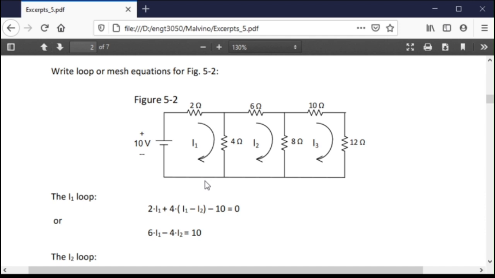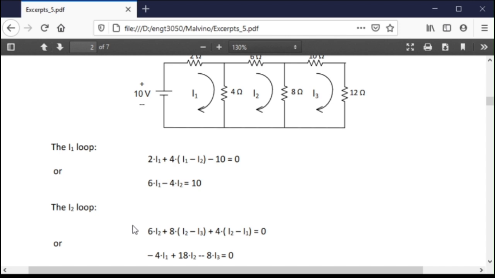Well, we have all three equations, and they're all done simultaneously, and if you want to solve them simultaneously, you can. So here we have minus 10 plus 2i1 plus 4i1 minus i2. So that gives us the first equation. We can simplify that down to 6i1 minus 4i2 equals 10. The loop I2 equation is 6i2 plus 8i2 minus i3 plus 4i2 minus i1 equals 0.